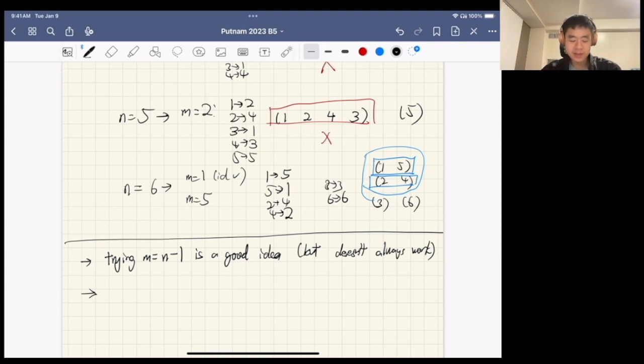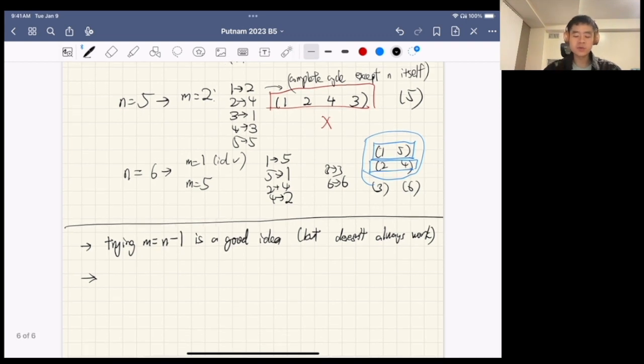Well, you see we can see that if we try m equals n minus 1, then you don't see a counter example, meaning that that row will basically fulfill the condition we want. But why m equals 2 then? Now we can see that here there is a complete cycle except n itself. Okay, so this brings us to our topic.